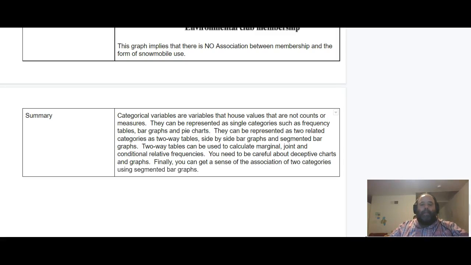And finally, you can get a sense of association of two categories. Usually the easiest way to do this is using a segmented bar graph, because if they're looking identical, then the segmented bar graph is telling you there's no association. But if the two segmented bar graphs are different, you get this idea that there is probably some sense of association between the two variables.